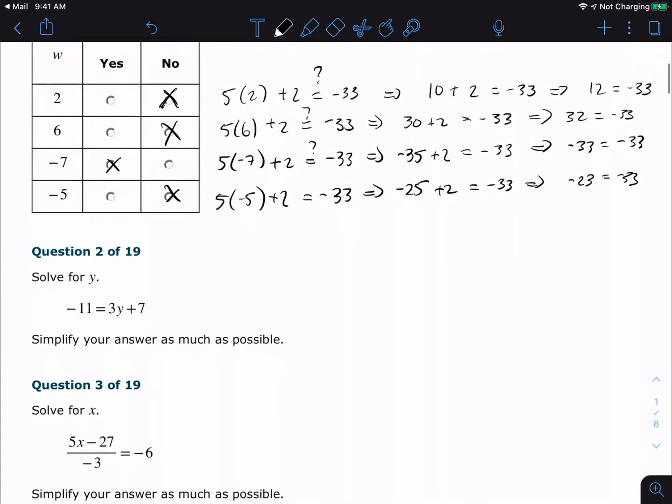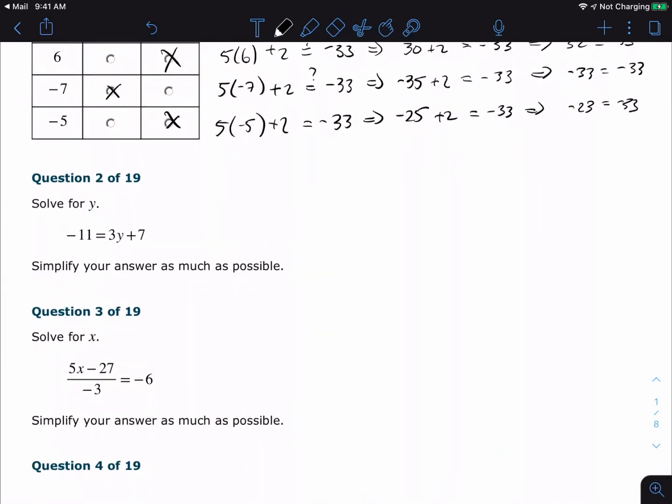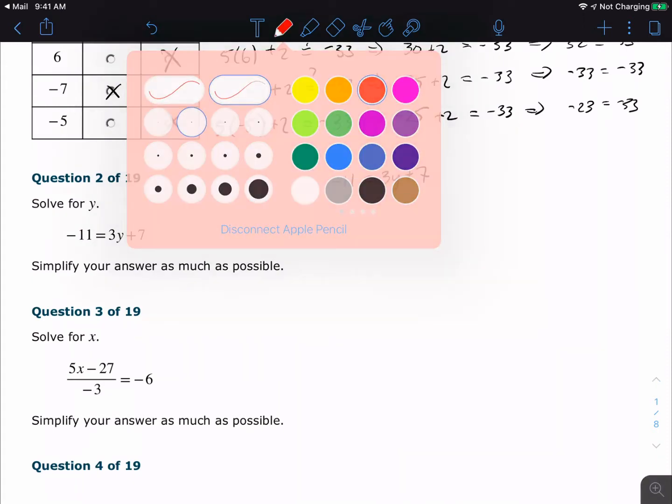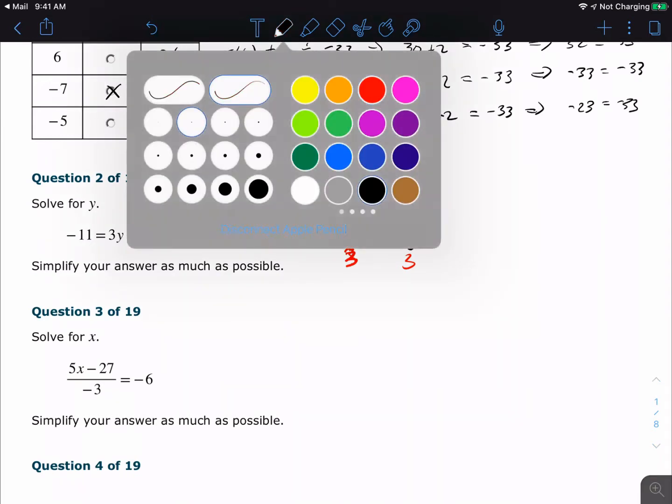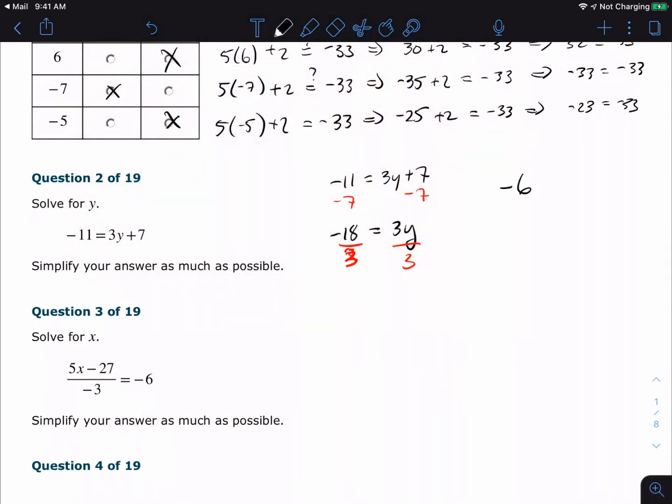All right, here's the next one, and it's asking us to solve for y. So negative 11 is equal to 3y plus 7. What I'm going to do is subtract 7 from both sides so that I can see what's going on, and I'm going to get negative 18 is equal to 3y. Then to get rid of the 3, I'm going to divide both sides by 3. That's a terrible 3. And I'm going to get negative 6 is equal to y. And that is my answer for number 2.